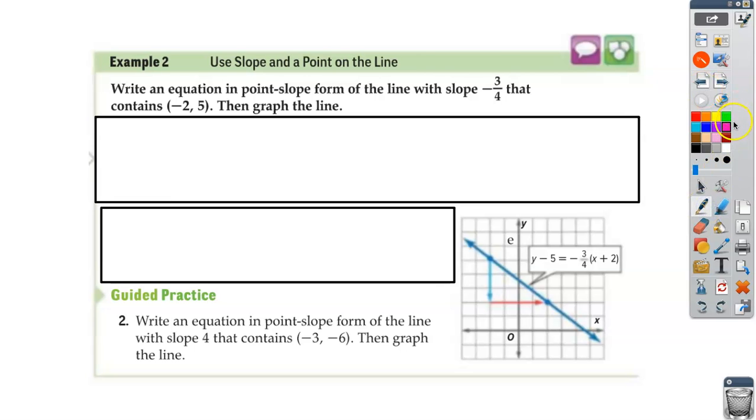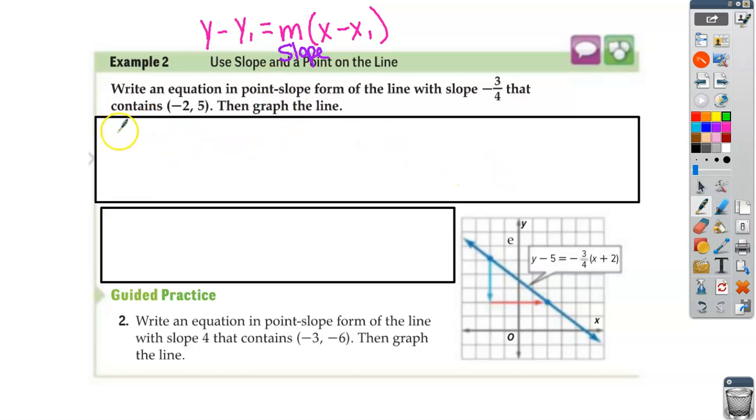So this says, write an equation in point slope form of the line with a slope of negative 3/4 that contains the point negative 2, 5. So point slope form is y minus y1 equals m times x minus x1. This is point slope form, where you have m, which is the slope, and we have x1, which is x of a point and a y of a point. So we have a slope and we have a point. That's why it's called point slope form.